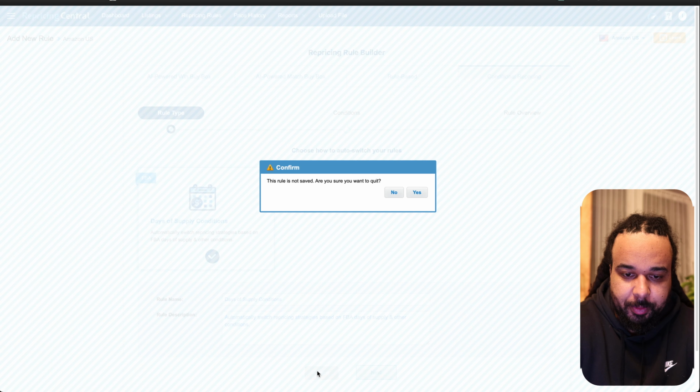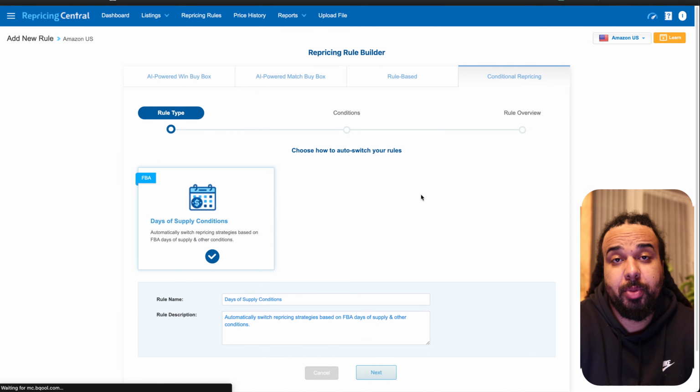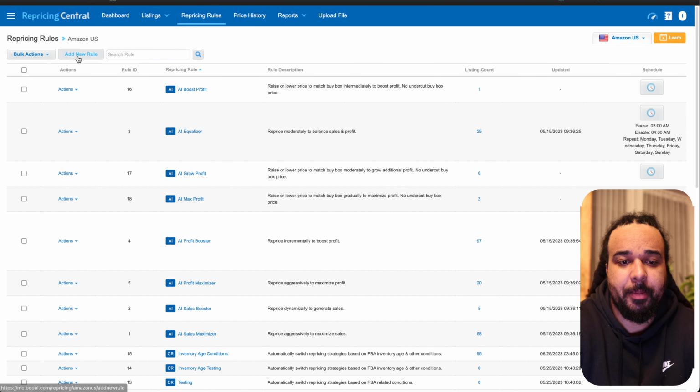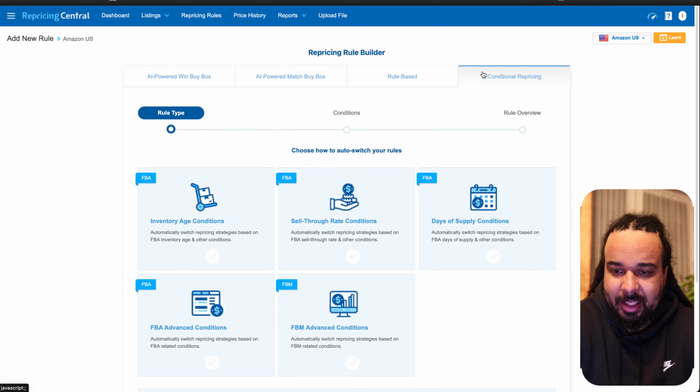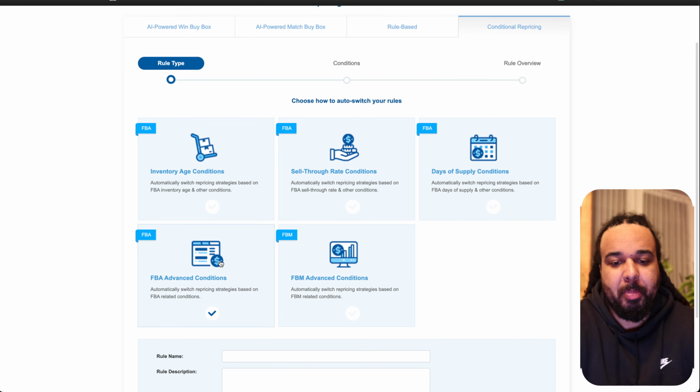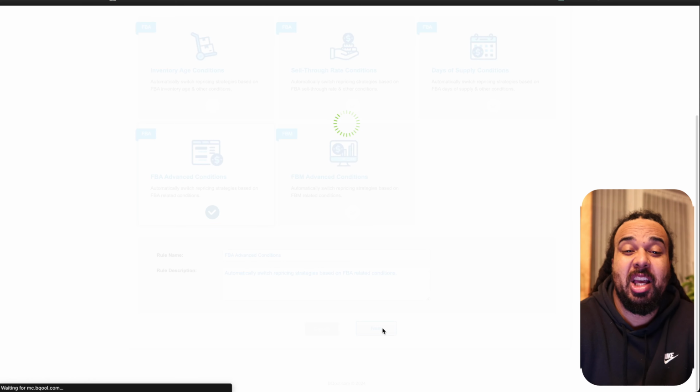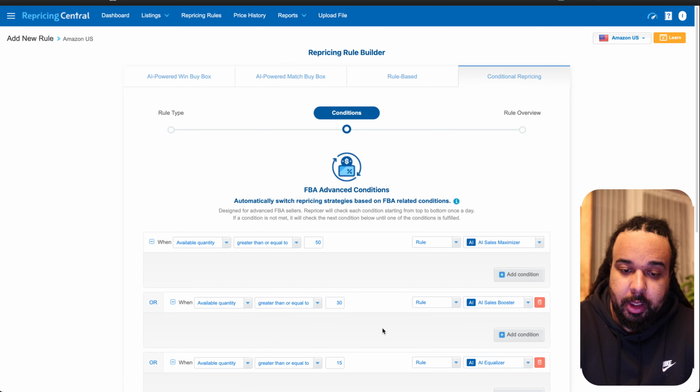Now, the next two that we're going to look at are pretty much the same. It's called the FBA Advanced Condition and the FBM Advanced Condition. Based on what is happening on your listing, this is where it starts getting really interesting, because you have a lot of conditions to play with, and you can look at all of them right here.